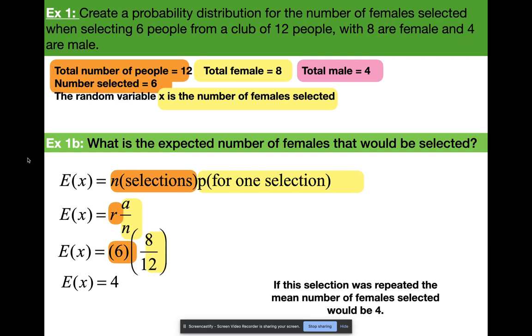Again, expected value means if we were to repeat this many times, the mean number of females that you would select would be 4. Okay, so just a big summary of this lesson now.